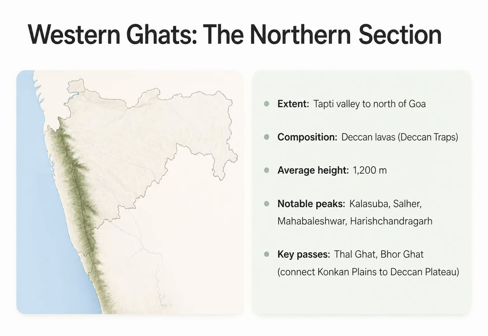The Western Ghats can be divided into 3 sections. The northern section stretches from the Tapti Valley down to the north of Goa. This area is primarily composed of Deccan lavas, known as the Deccan Traps. The average height here is about 1,200 meters, featuring notable peaks like Kalsubai, Salher, Mahabaleshwar, and Harishchandragad. To navigate this rugged terrain, key passes like Thalghat and Borghat are essential, providing vital transport passages between the coastal Konkan Plains and the elevated Deccan Plateau.